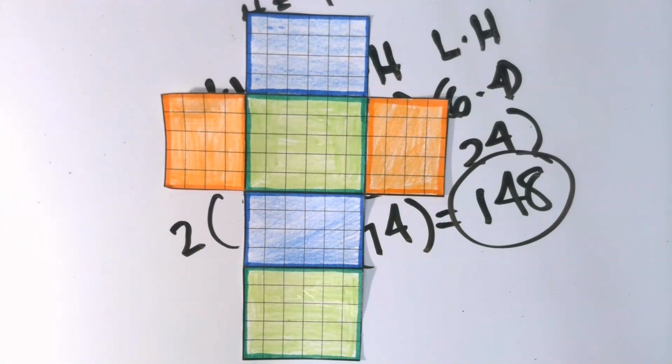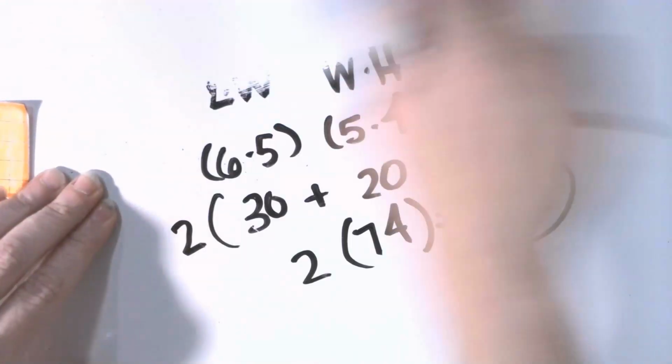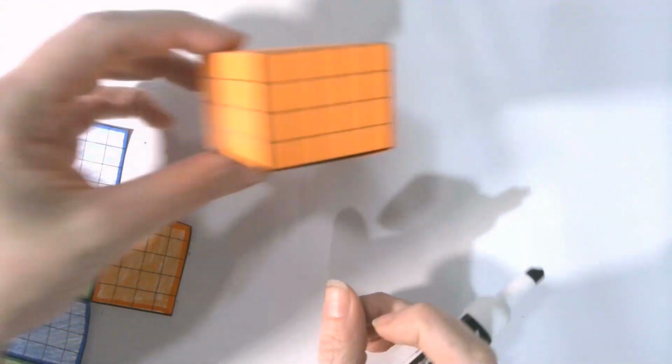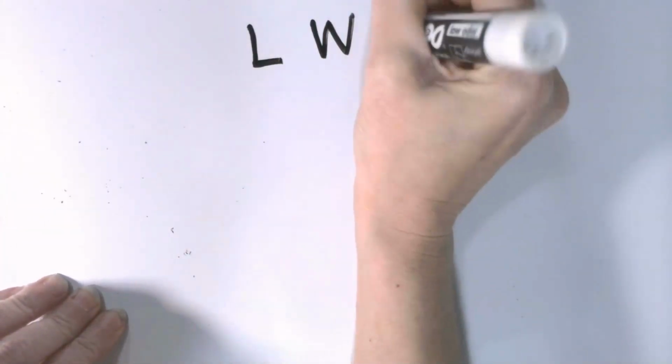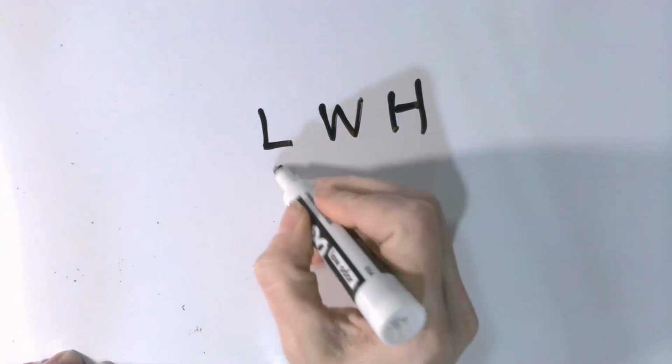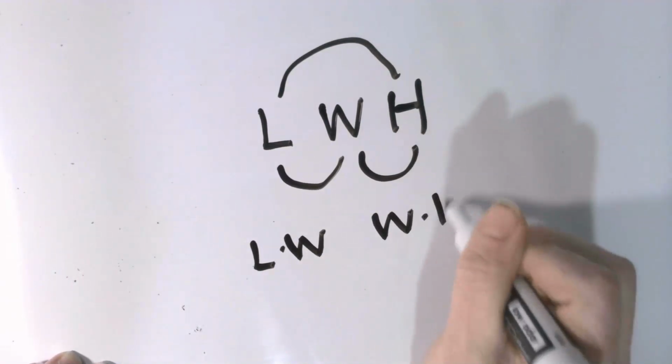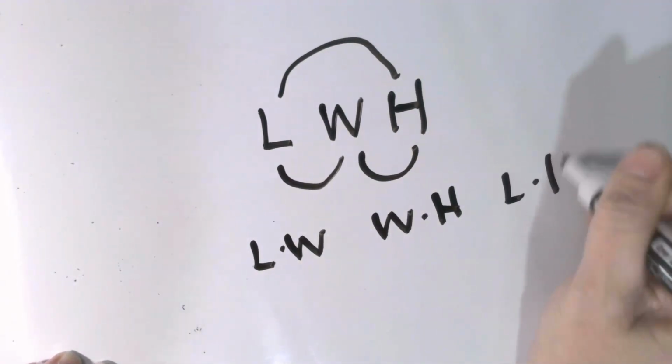I think it's going to help you a lot because sometimes you'll just be given a drawing of a prism with the measurements on it. Other times you might just be given the measurements. Okay, you might just be told you have a rectangular prism and you're given the measurements. And now, regardless of whether you have a net or a prism or just the numbers, you can figure out the surface area by remembering length times width times height and pair them up this way. Length times width, width times height, and then length times height.